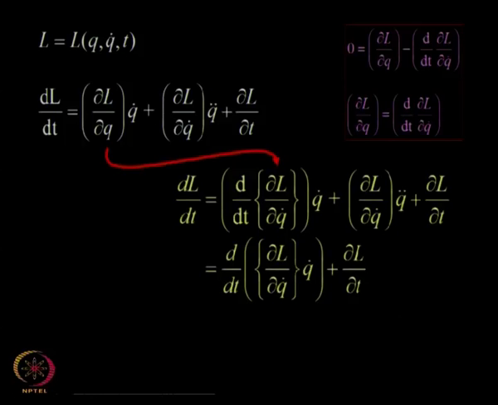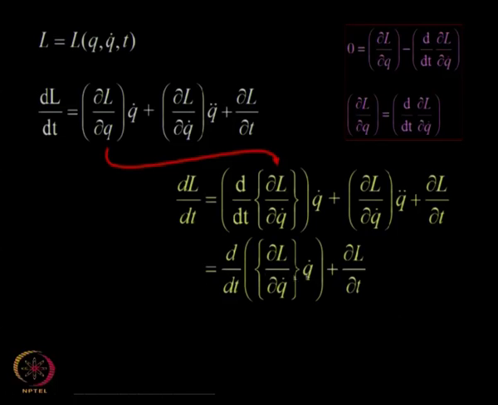So, we make use of the Lagrange's equation, because from the Lagrange's equation we know that these two terms are equal, the difference going to 0. We express del L by del q as the time derivative of this quantity over here, which we already know is the generalized momentum. That is our definition of the generalized momentum. And then we combine the first two terms and write this as a time derivative of a product of two functions. So far so good.